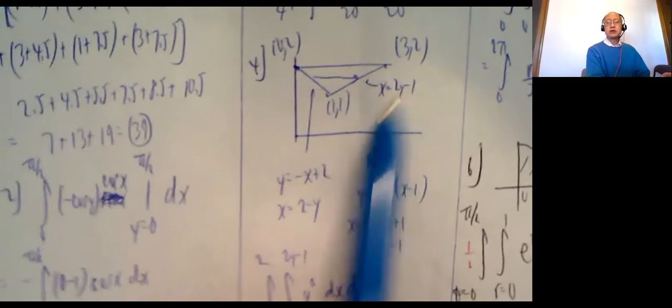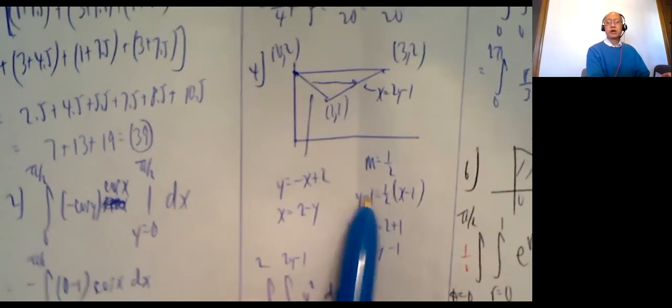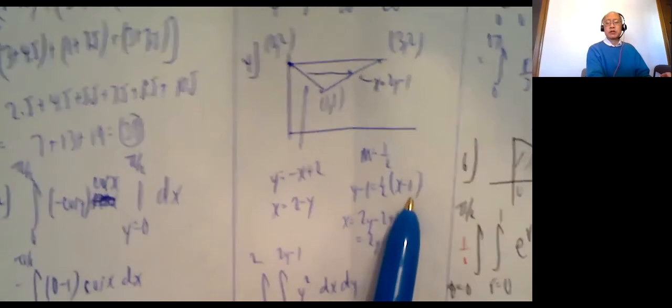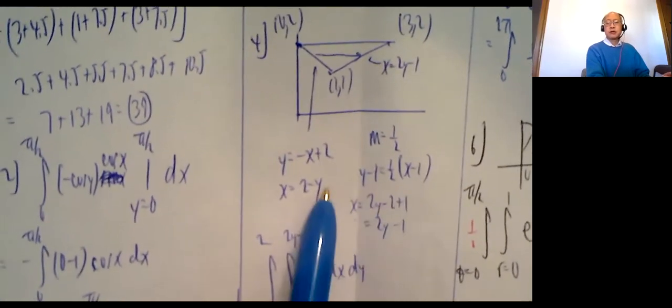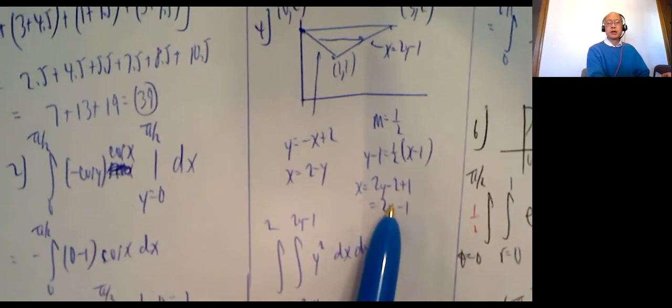Okay, these two, slope is 1/2. And then y minus y1 equals m times x minus x1. But I want to solve for x. Multiply by 2, do a little bit of algebra. x equals 2y minus 1.